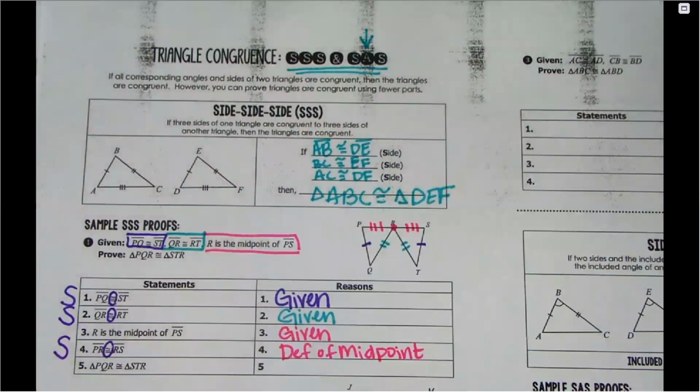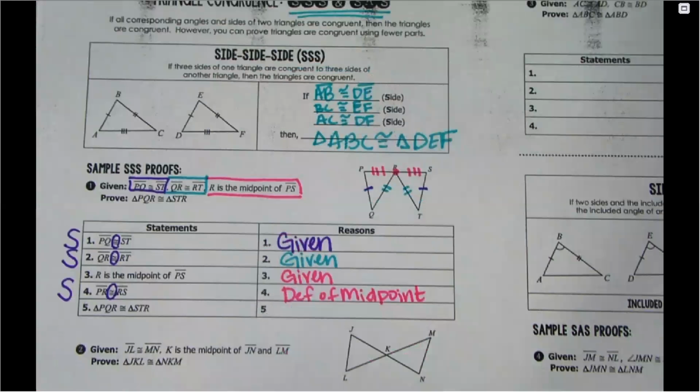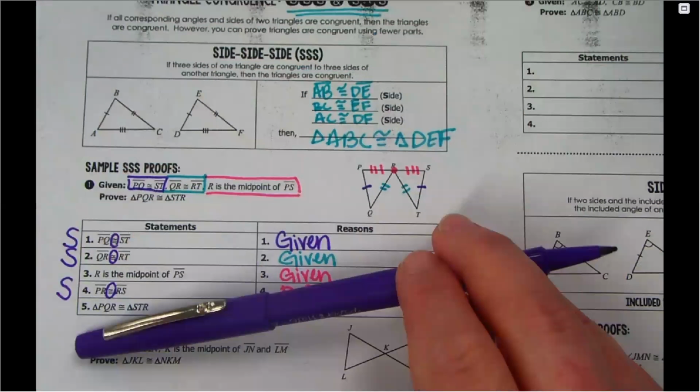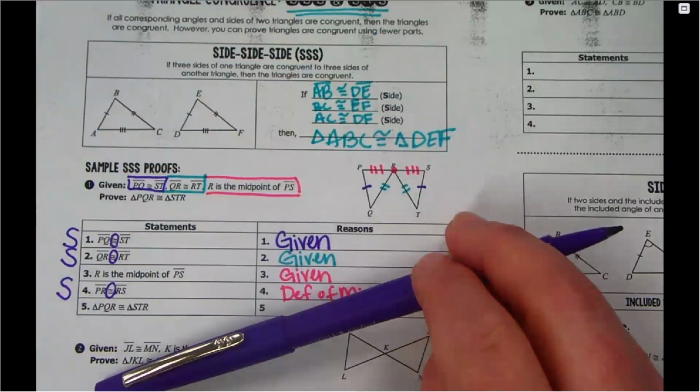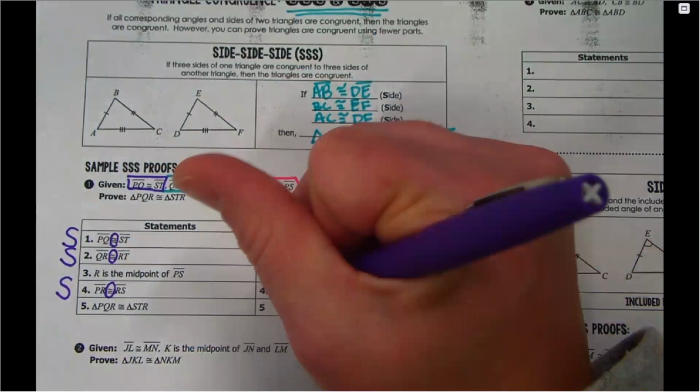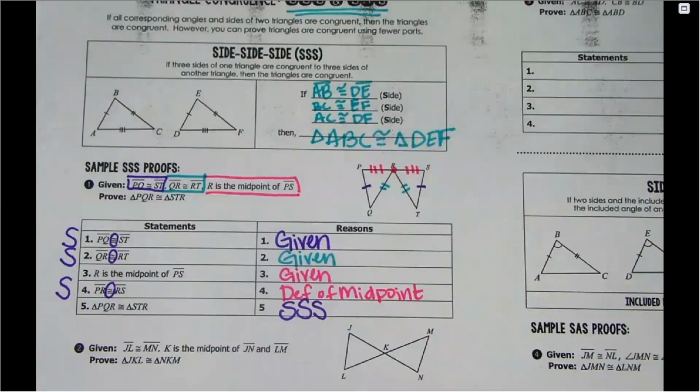So when they're all jumbled together and you're not sure what we're actually talking about, this method is going to make your life so much easier. So you know it's side, side, side. Just like that. And ta-da.